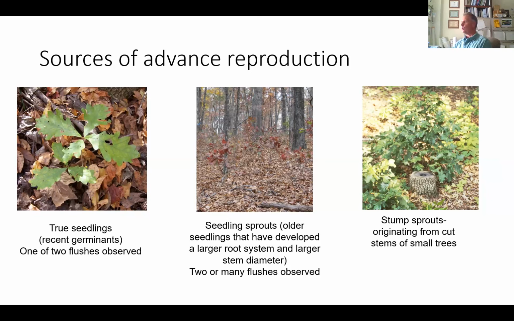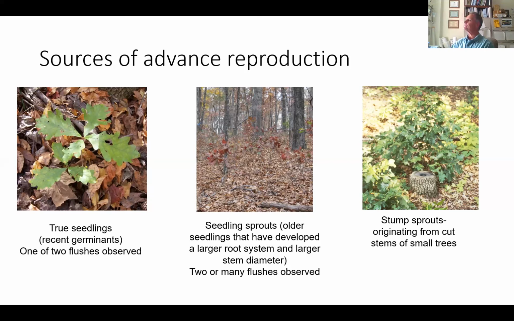Seedling sprouts are older seedlings that have developed a larger root system and a larger stem diameter. They may have 2 or many flushes that you can observe on those stems. And these are going to be seedlings that are anywhere from 6 inches to maybe 3 feet tall. So they've been around for a while. They've been growing in the understory of that forest. There's enough light to support them, and they're building large root systems as they're hanging around in the understory of that forest.